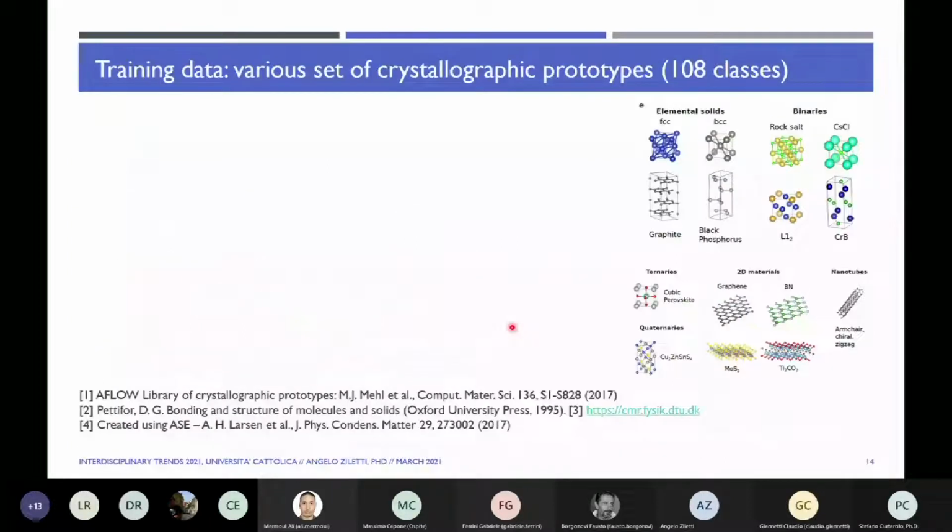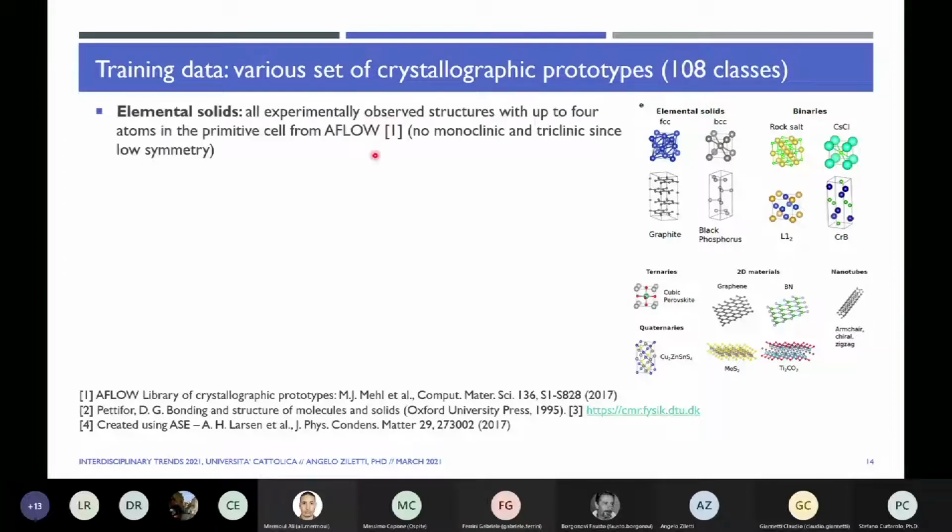And so now the part that is very important when you train machine learning is the data, right? So we built a training data set from various sets of crystallographic prototypes, and we will consider 108 classes. We will have elemental solids, so we'll include all experimentally observed structures with up to 4 atoms in the unit cell. We'll take it from AFLOW, from Stefano's work. Yes, that's very instrumental for us to start. These elemental solids, we really include all of them apart from monoclinic and triclinic because they have very low symmetry. And that we take from AFLOW.